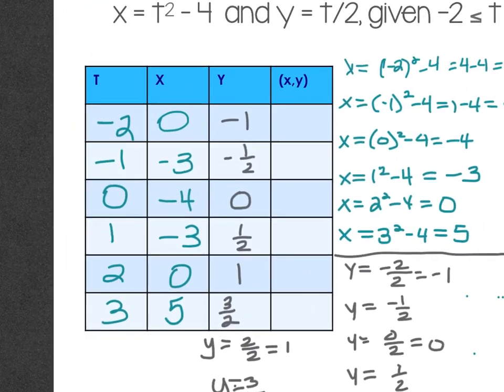And then that last column is just the combination of those two, the x and the y for each one: 0, -1; -3 and -1/2; -4 and 0; -3 and 1/2; 0 and 1; and 5 and 3/2.